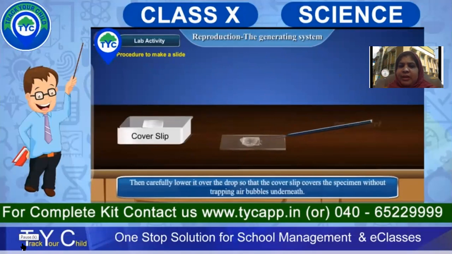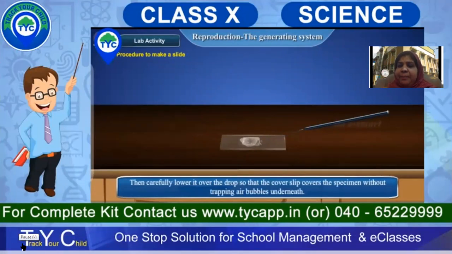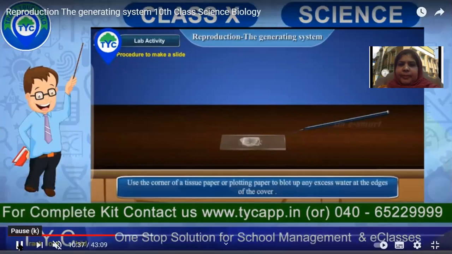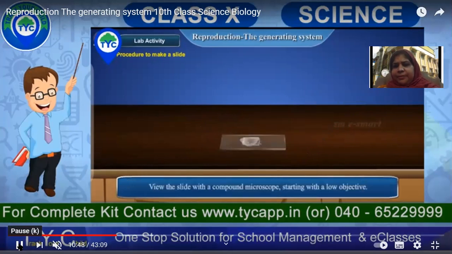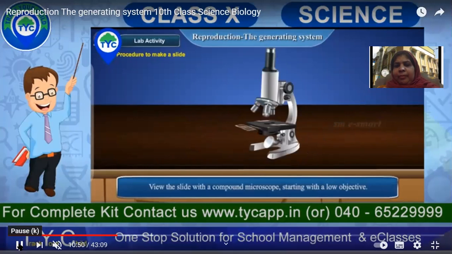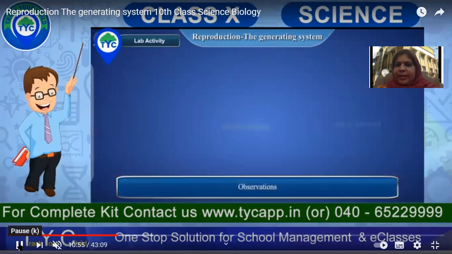Clean it and make sure there are no air bubbles. The precaution you have to take is that the specimen should not have air bubbles, otherwise you cannot observe it under the microscope. Now with blotting paper, you can clean all the edges of it, and keep this slide under the microscope and observe. So what do you see under the microscope? Your observations will be this.